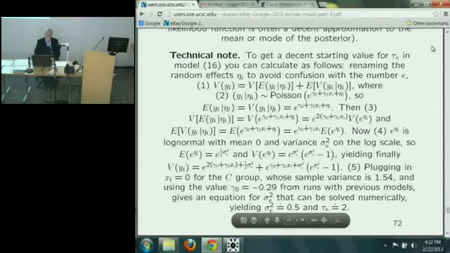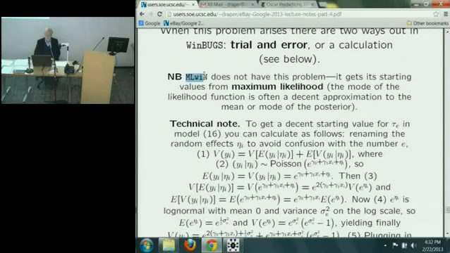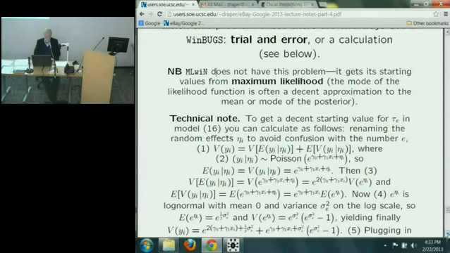In the work I did with my student Bill Brown on developing the Bayesian capabilities in the MLWin package, we didn't have this problem because there was another part of the package that already gave me the maximum likelihood estimates, which act like the mode of the posterior with diffuse priors, and so we were able to use very good starting values in MLWin. All right, but now let's go ahead and run this and see what we get.